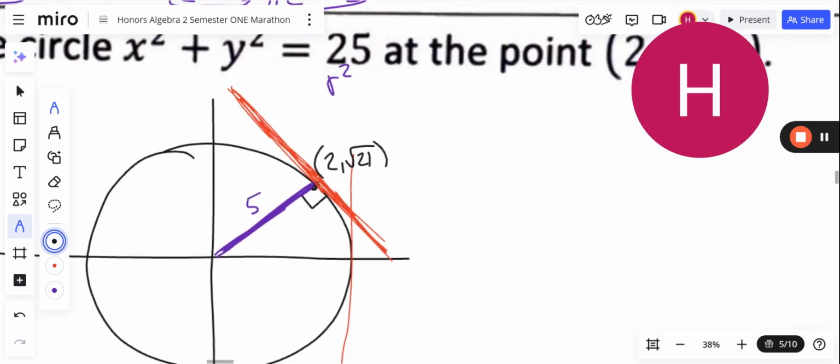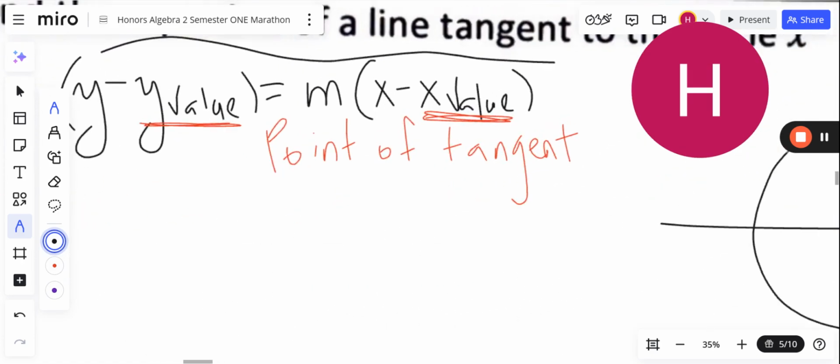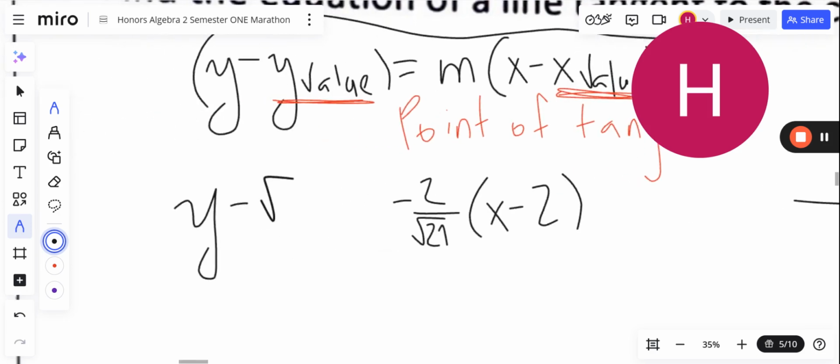It's pretty easy. The rise over the run is just radical 21 over 2. So for the tangent slope, in other words, m, the value of m that we're looking for, this is negative 2 over square root of 21. Okay? So here we're going to have negative 2 over square root of 21 times x minus 2. And over here we have y minus square root of 21.